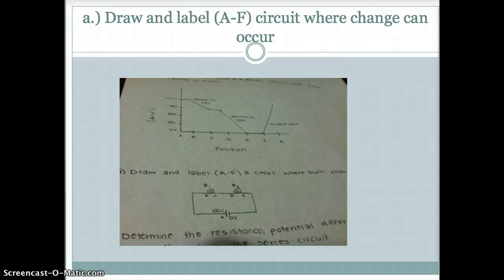Okay, so now I just drew a picture and labeled it A through F. Actually, I missed one then. I missed F. But that's just a circuit. And then it shows you how it starts from 0 volts to 100 volts, and then A is where it begins at 100 volts. And then for the first resistor, you have B and C on each side, and then you're going to have the same thing, D and E on each side for the second resistor, and then F would just be at the end next to A, where it says 0 volts.